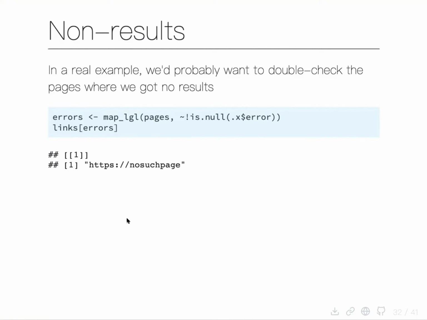So safely, I think, is a super powerful function, especially if you are doing web scraping sort of stuff, but it's also really useful just for diagnosing errors when you're running these big loops in particular.